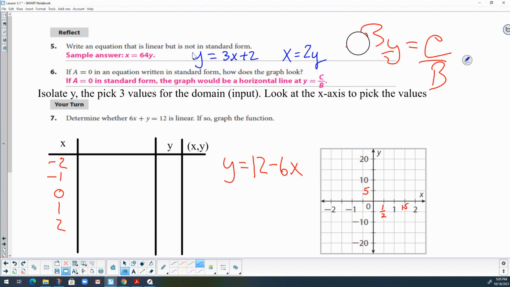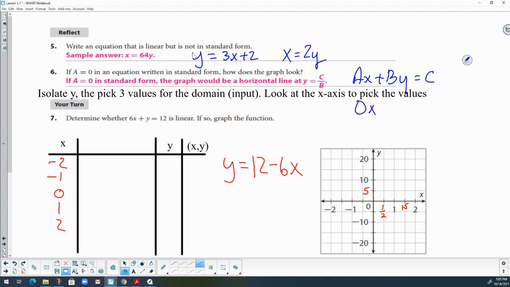So my next reflect question says, here's standard form, ax plus by equals c. And they were saying, what if x is 0? So if x is 0, 0x means I don't have any x's, plus by is equal to c. Now I'm going to divide both sides by b, isolating my y. So that's just c over b.